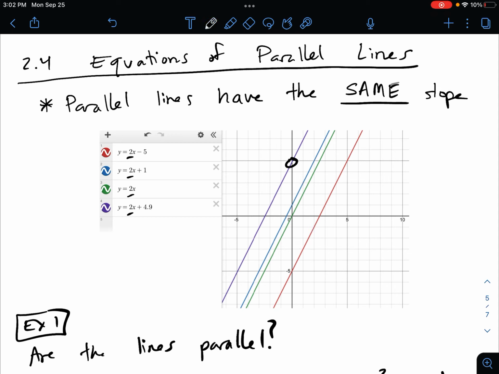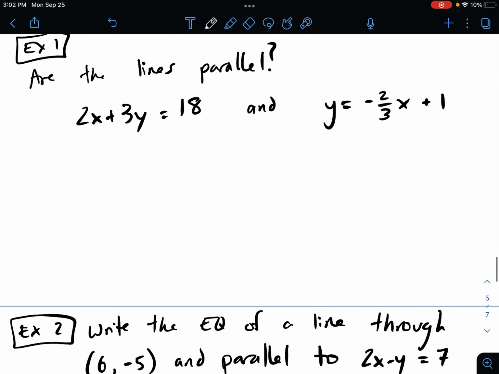Notice it doesn't matter what the y-intercepts are. For the purple, it's 4.9. For the blue, it's 1. For the green, it's 0. For the red, it's -5. So notice it doesn't matter what the y-intercept is. It just matters that we have the same slope. All right, so parallel lines have the same slope.